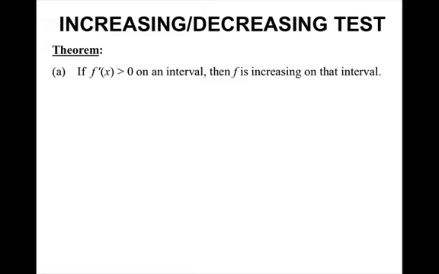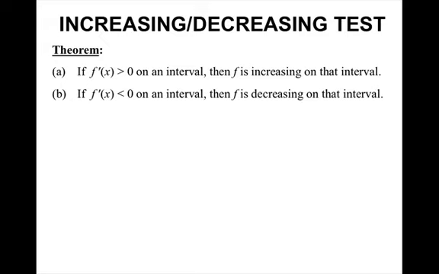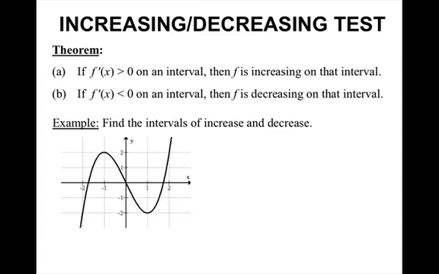All right, we're going to start with the increasing and decreasing test. A theorem says that if the derivative is greater than 0 on an interval, then f is increasing on that interval. If the derivative is less than 0 on an interval, then f is decreasing on that interval. So, for example, we can find the intervals of increase and decrease on this graph.